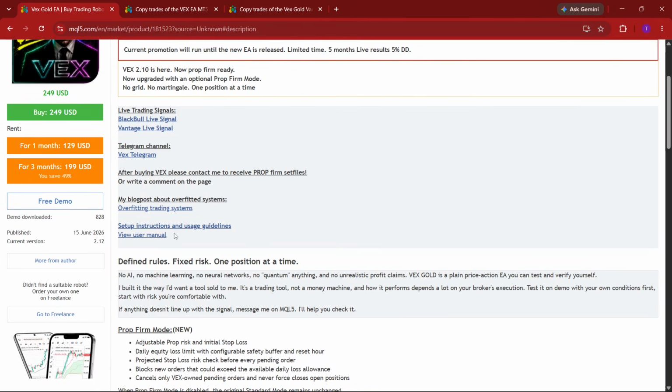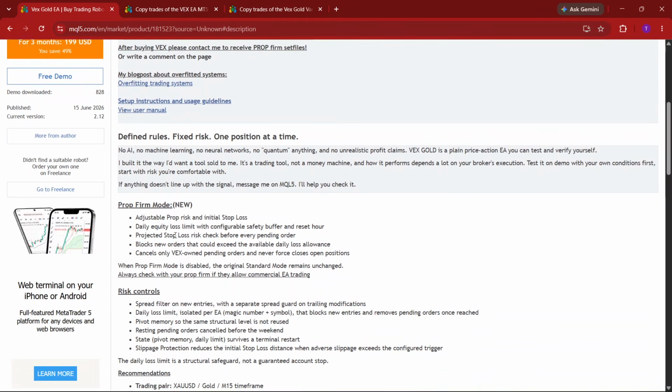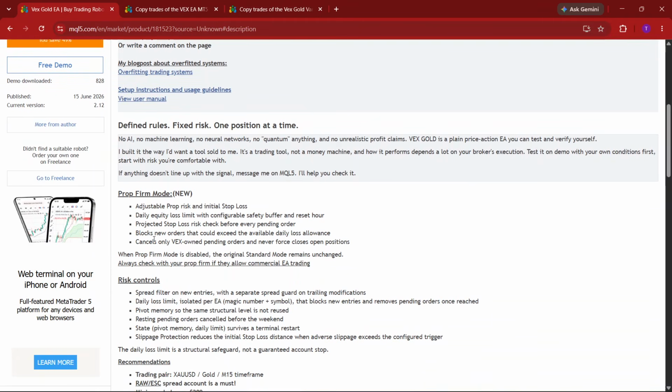And let's push through. It pushes the prop firm mode pretty hard in the newer versions, and there's an optional switch that adds an adjustable prop style risk. There are equity loss limits with a safety buffer, and a projected stop loss check before any pending order is placed. It only cancels its own pending orders and never force closes open trades.